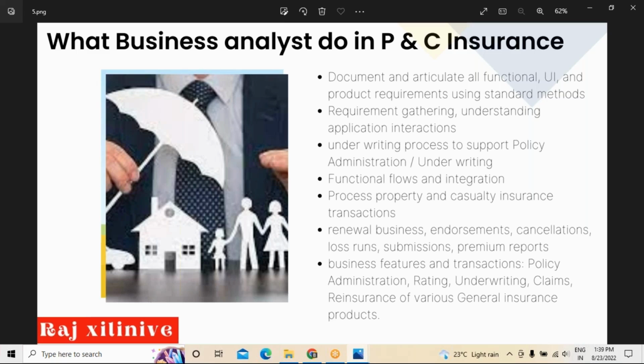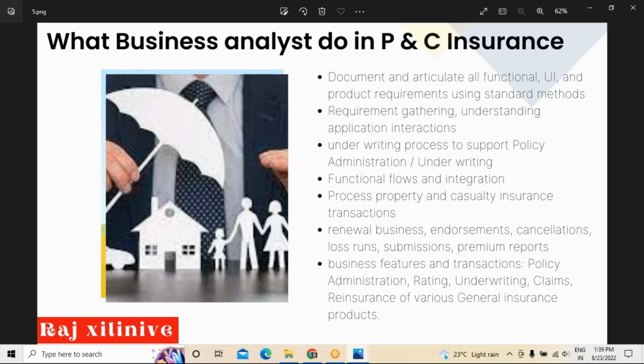Whether we are going for P&C insurance, or healthcare, or investment banking, or the payments domain, whichever it is, whatever explanation I have given so far relating to requirements gathering and all, everything is the same.